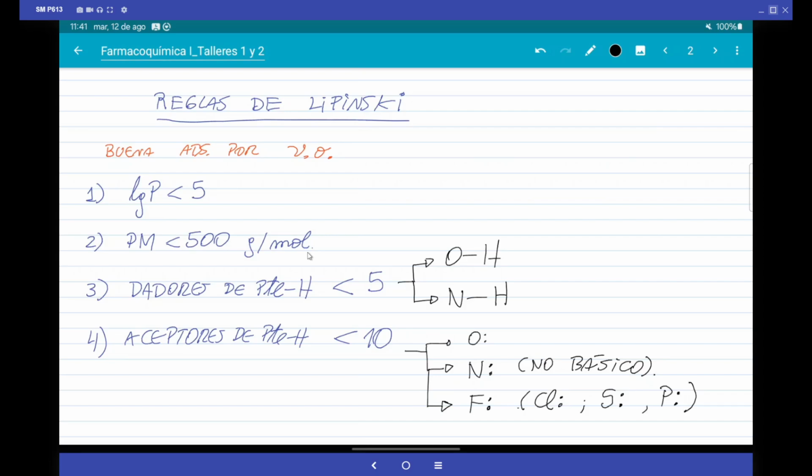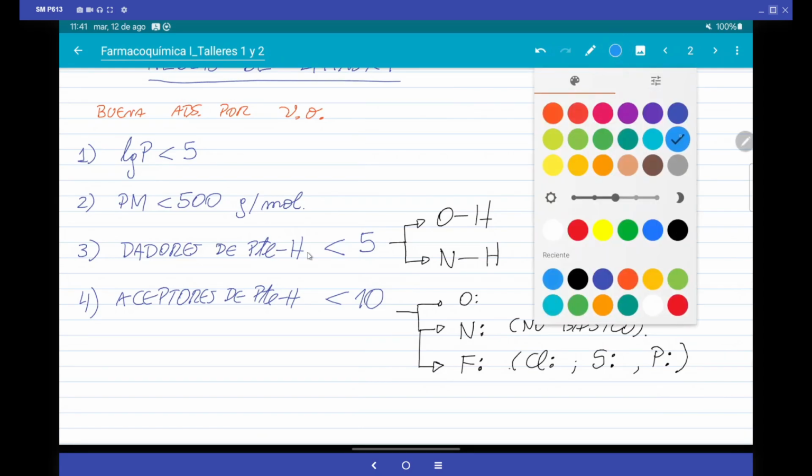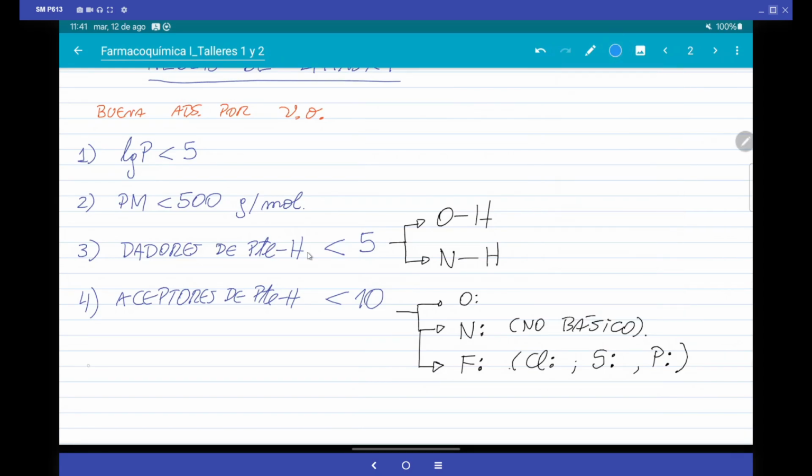For example, it has also been seen as extra rules, so to speak, that ideally we have to have what is called a molar refractivity, or MR, less than 50. This is a concept probably new for you, the concept of molar refractivity.